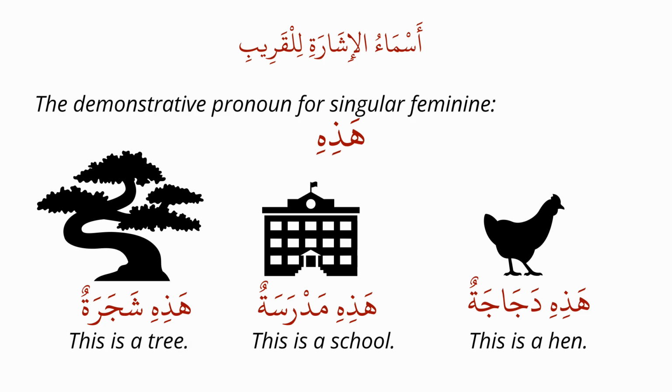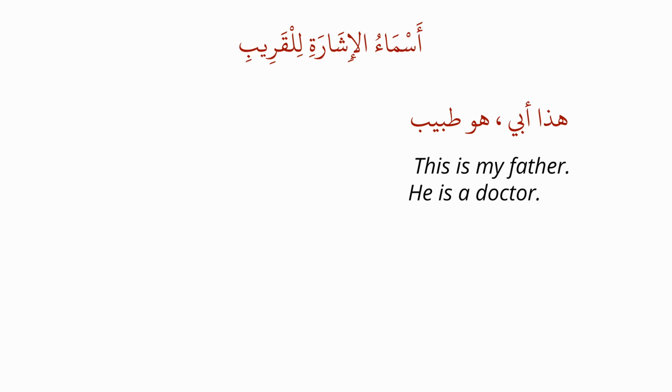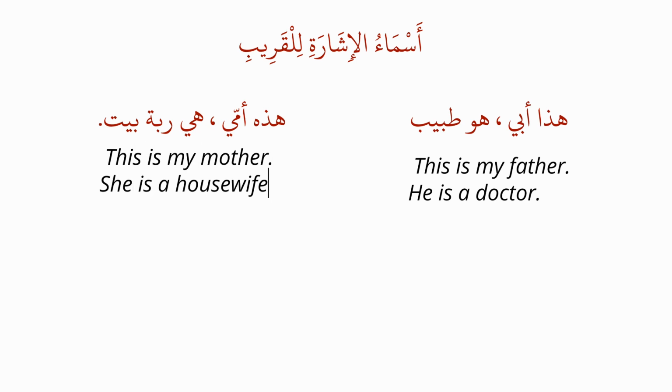All of these nouns are considered feminine because they end with ta marbuta, which I have explained already in my previous lessons. Let's do some practice before moving on to next demonstrative pronouns. هذا أبي هو طبيب. This is my father, he is a doctor. If you have watched my previous lessons, there should be no problem in understanding such sentences. Okay. هذه أمي, هي ربة بيت. This is my mother, she is a housewife. ربة بيت means a housewife or a housekeeper.